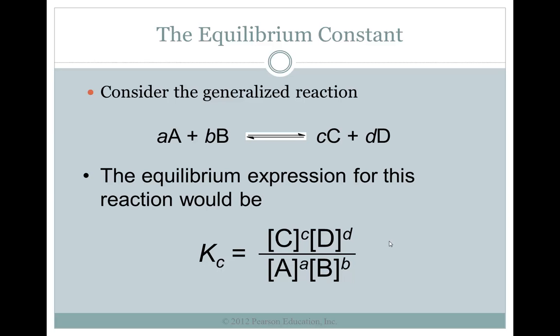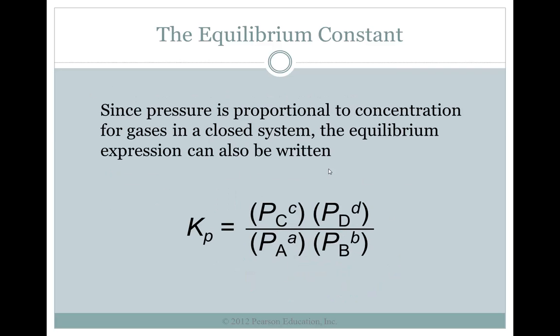So consider the general equation. A plus B yields C plus D. The equilibrium expression is this. Since pressure is proportional to concentration for gases in a closed system, the equilibrium expression can be written similarly. The pressure of C times the pressure of D over the pressure of A and the pressure of B.